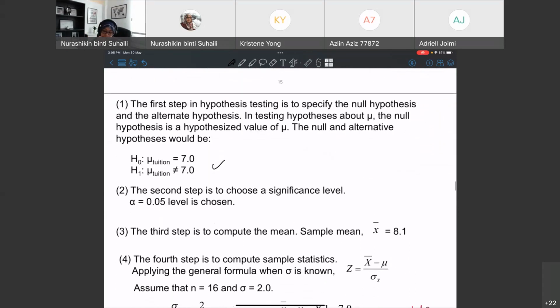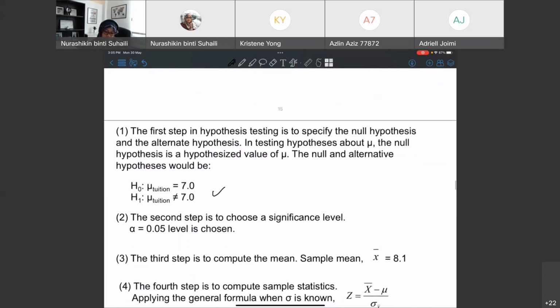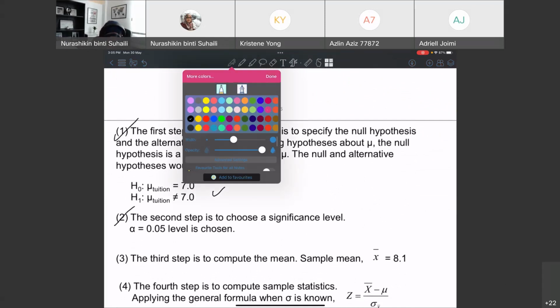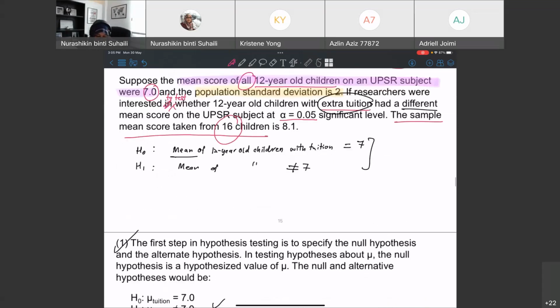The second step is alpha, isn't it? It's given as 0.05, so you don't have to worry about it. So this one is done. The third step is to compute the statistics.